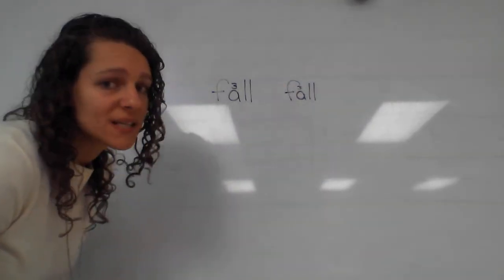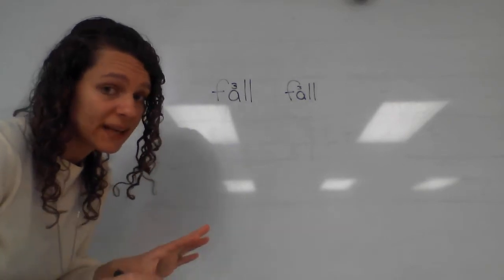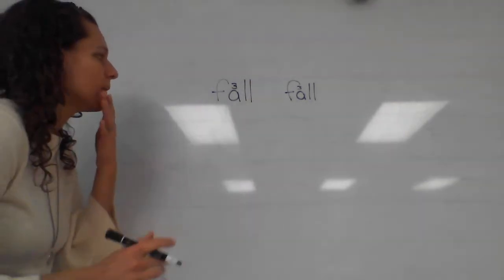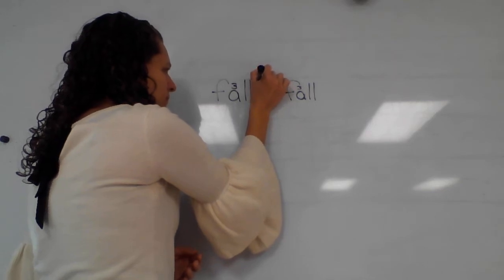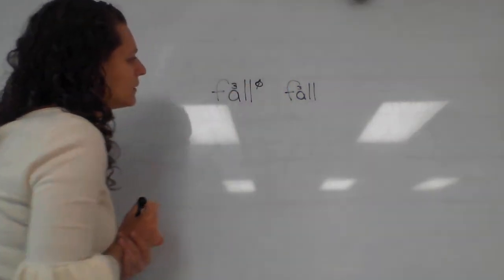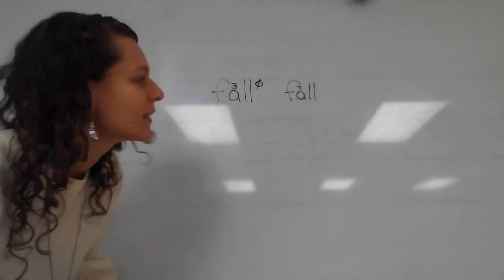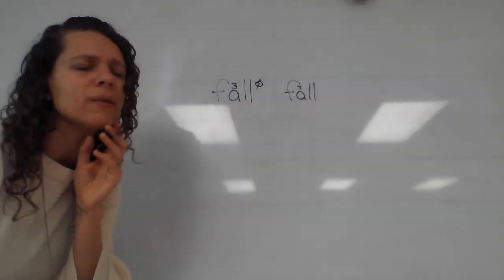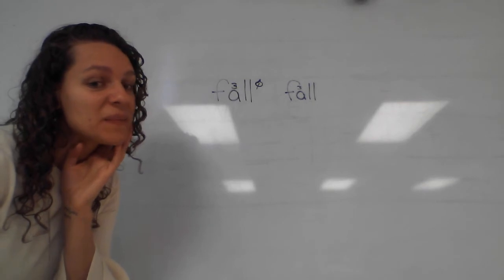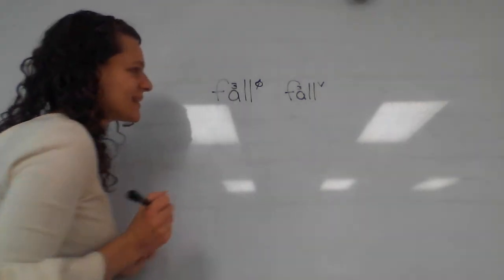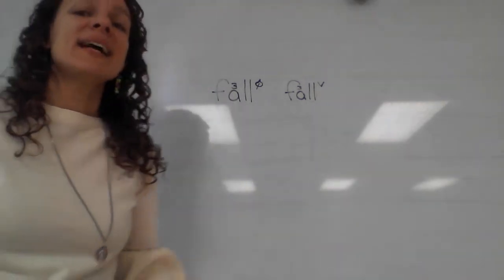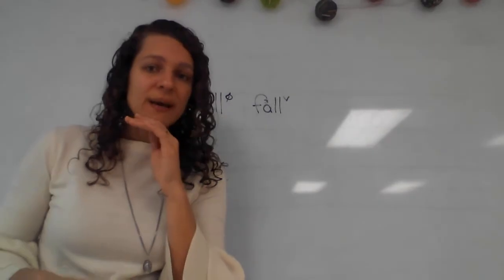All right, so to show that one is a noun, that's the season, and that one is a verb, I'm going to draw a little leaf by one, because the leaves fall in fall. And by the other one, I'm going to put a V. What do you think the V stands for? If you said verb, you are absolutely correct. That is a verb.